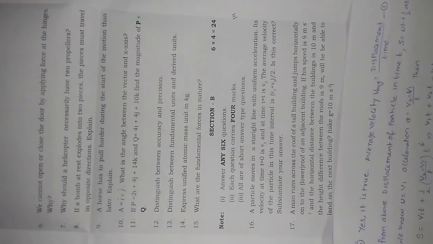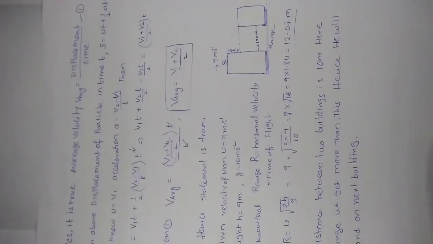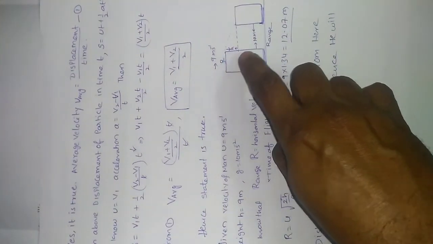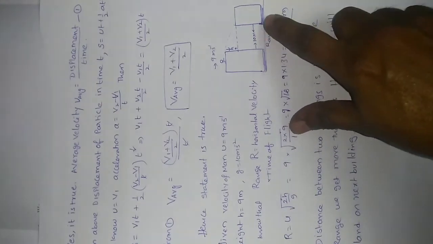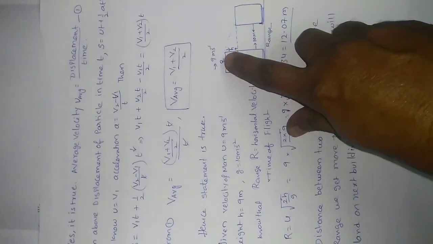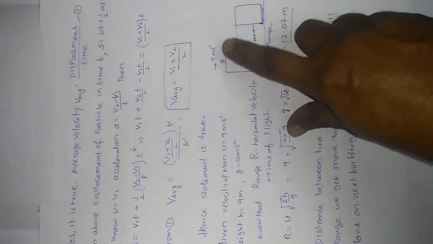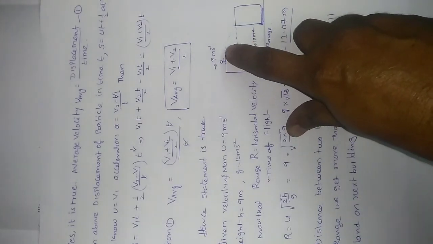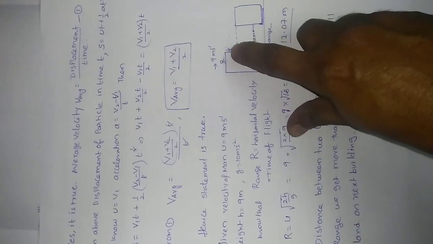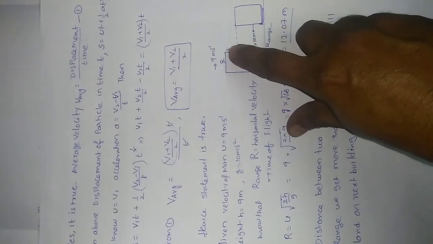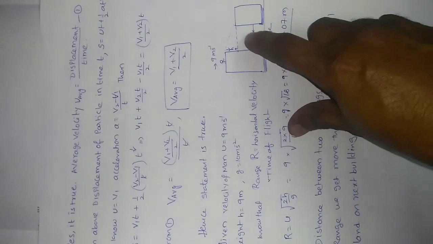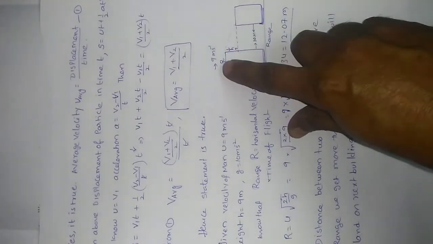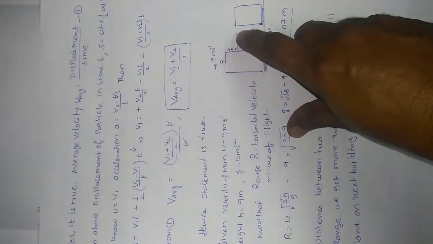For this, it is better to draw a diagram like this. These are the two buildings given. The separation between the two buildings is 10 meters, and this is the person who wants to jump from here to here. He is moving with an initial velocity of 9 meters per second. This is the height difference between the two buildings. You have to find the range for this. It will look like a parabolic path, a horizontal projectile. From this you can find the range.